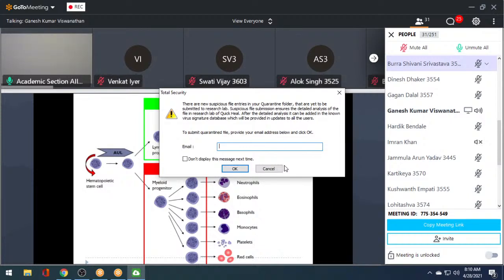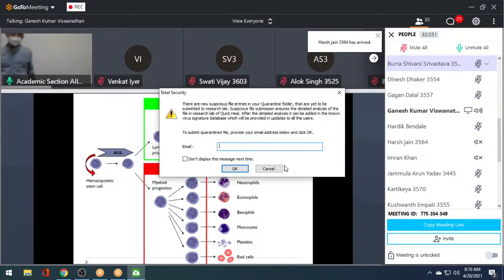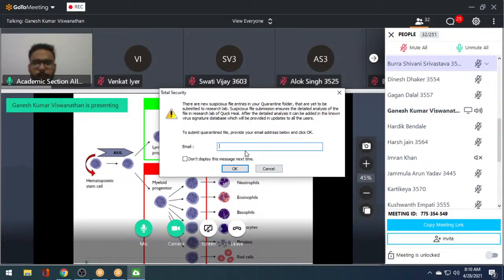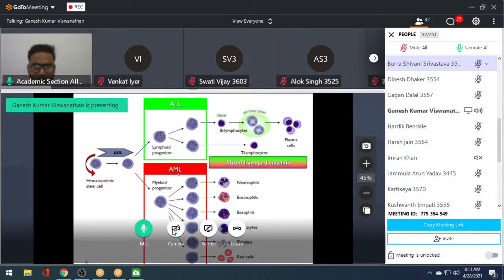So acute leukemia is a cancer of the progenitor cell. What do we call this cell? We call it a hematopoietic stem cell. Why stem cell? Because that is the cell from which all the other lineages develop or differentiate. Mainly, acute leukemia is broadly divided into two categories: acute lymphoblastic leukemia, or ALL, and acute myeloid leukemia, or AML. These are the two broad categories of leukemia.